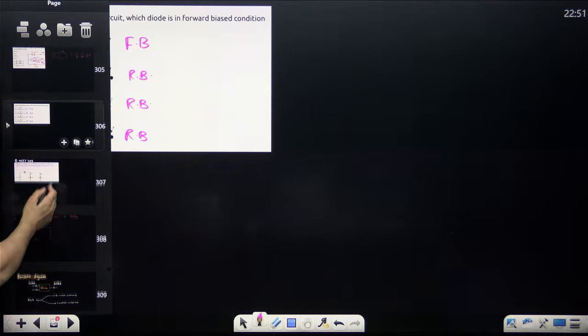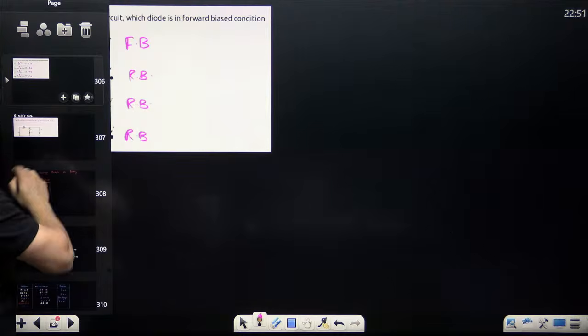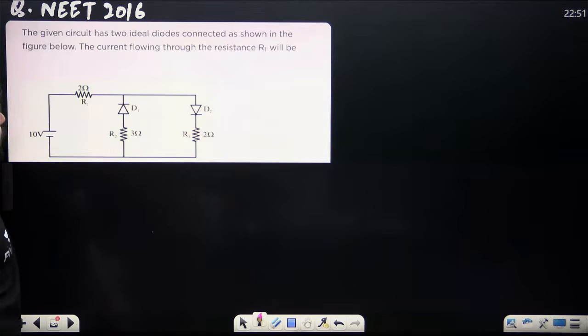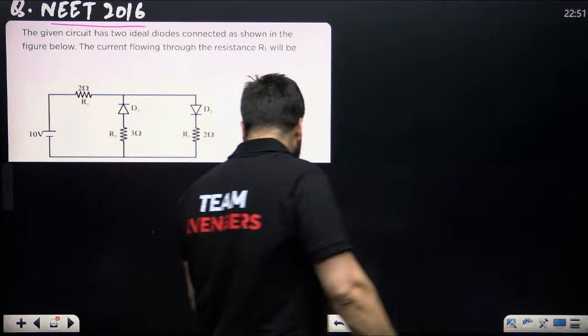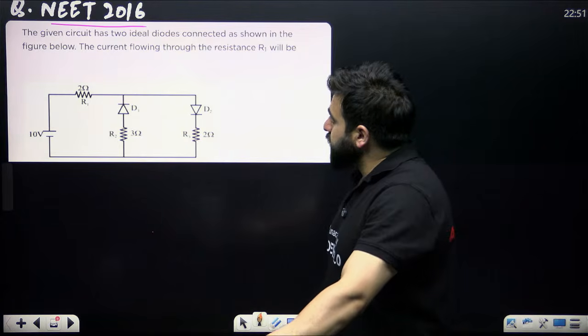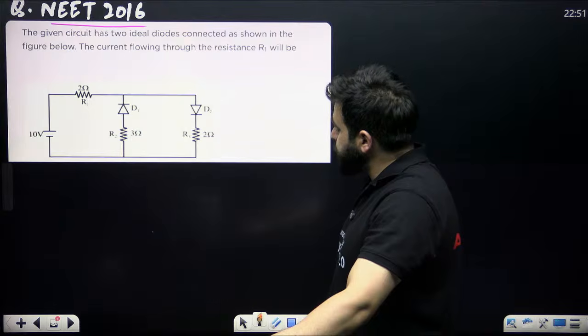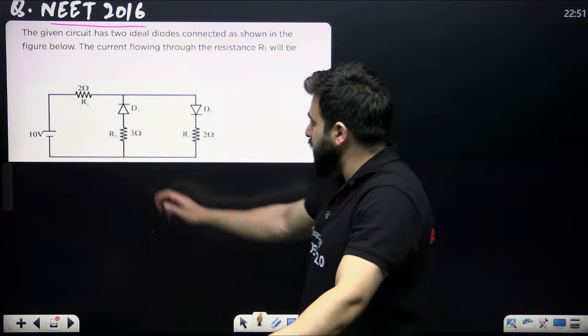Guys, are you able to understand these questions? Okay. This question, NEET 2016, I would want you guys to do this from your end. The current flow through the resistor R1. What is the current flow through the resistor R1?